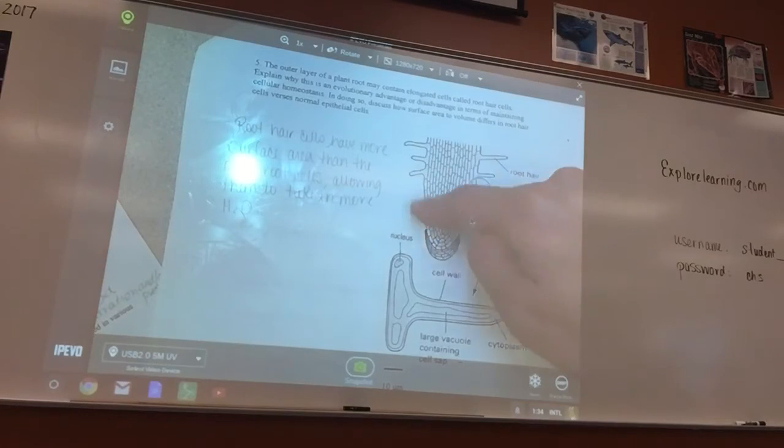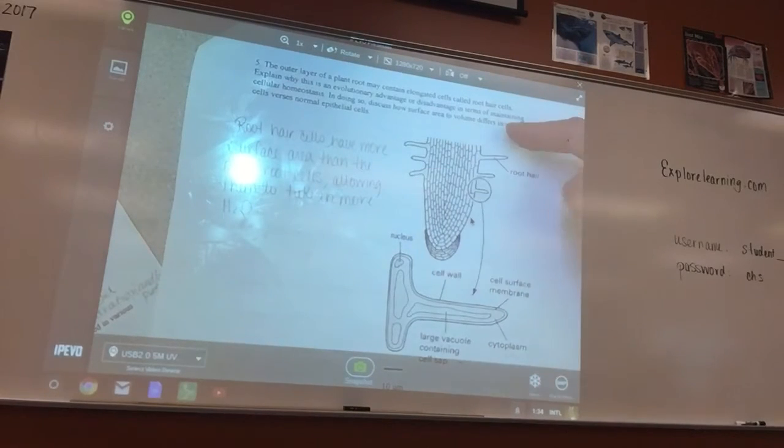The same idea here with the root hairs. This is a root tip, they call it. It's the end of a root. And the root cells, some of them are specialized where they have this protrusion out. That's called root hairs. That also increases the surface area and allows them to absorb more water than if they just were flat on the surface and didn't have the root hairs.